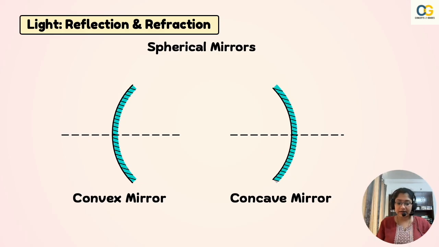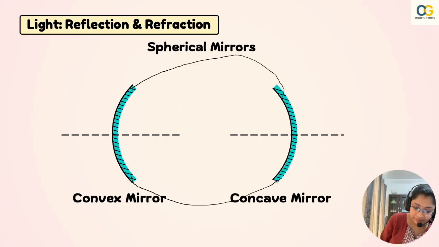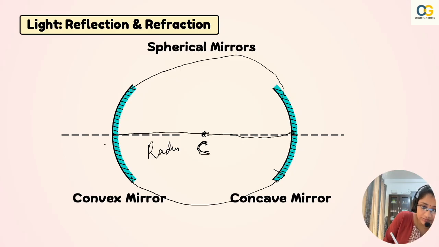So now there are some parts of these mirrors that we need to know. So every mirror is actually part of a circle. If you see, if I complete it, it's a circle. So there is a center of this circle, correct? I can call that center of the circle as the center of curvature of the circle, correct? And the distance from this point where this is touching to the center is called the radius of curvature. This distance is called the radius of curvature for both the mirrors.